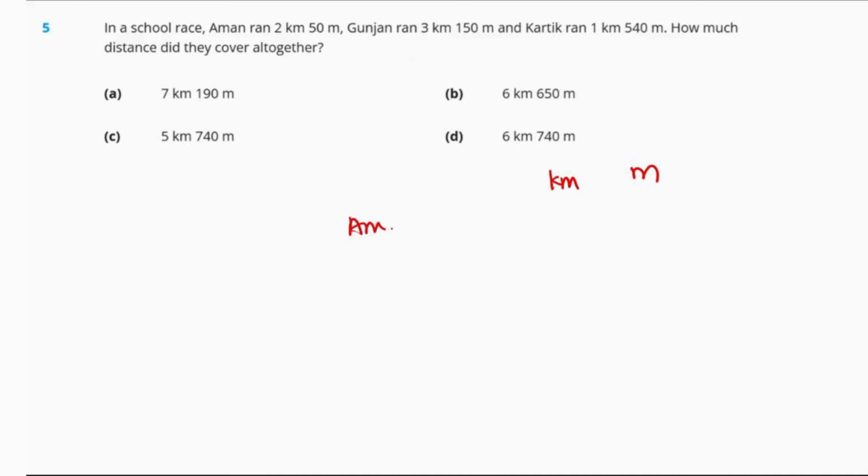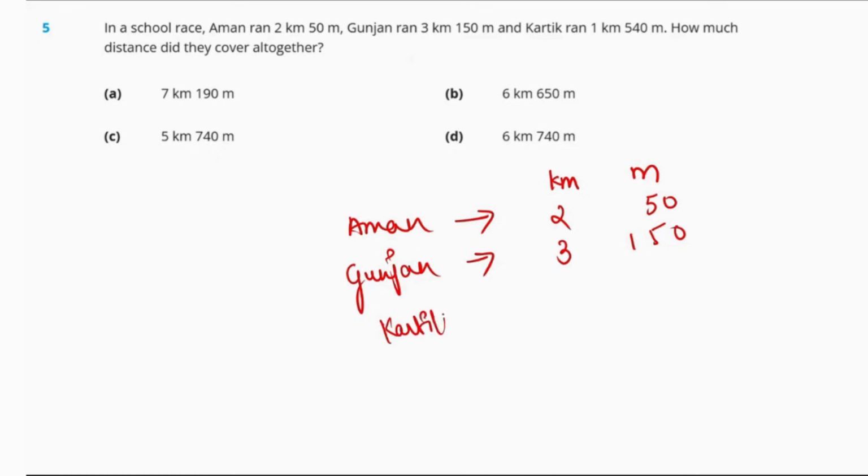Now, first of all, talking about Aman, the distance was 2 kilometer and 50 meter, right? Now let's talk about Gunjan. So for Gunjan, the distance was 3 kilometer and 150 meter, right? And finally, for Karthik, what was it? It was 1 kilometer and 540 meter, right? So now let us do the sum.